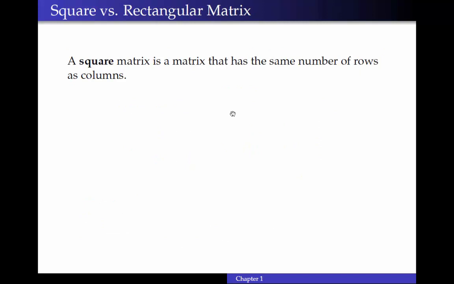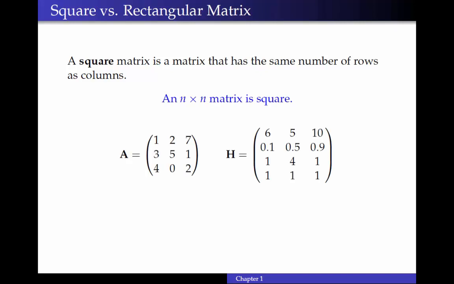A square matrix is just a matrix that has the same number of rows and columns. So it's n by n. So A here is a square matrix, 3 by 3. H is not a square matrix. It's called rectangular because it's 4 by 3.